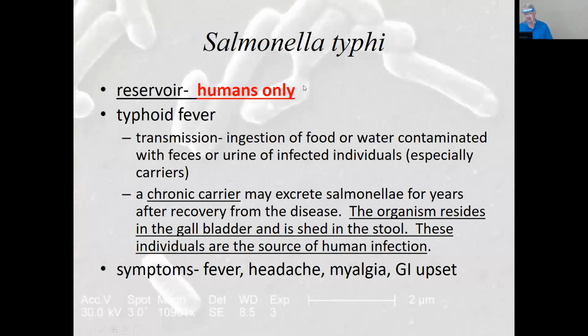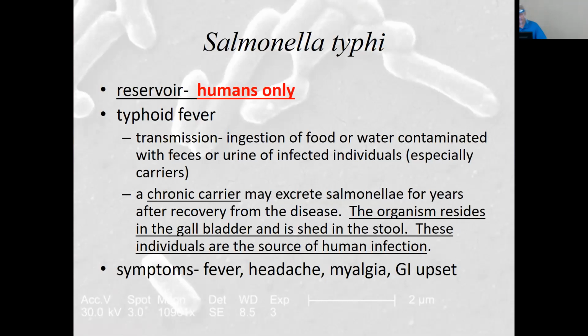So Salmonella typhi, reservoirs only humans, and this is where typhoid fever comes from. So all that earlier was non-typhi. Okay, so typhoid fever, ingestion of food and water. If you're confused tomorrow, we'll work on it again. But right now, I think we're on the right path to keep these separated. Transmission, ingestion of food or water contaminated with feces, urine of infected individuals. So this is human to human.